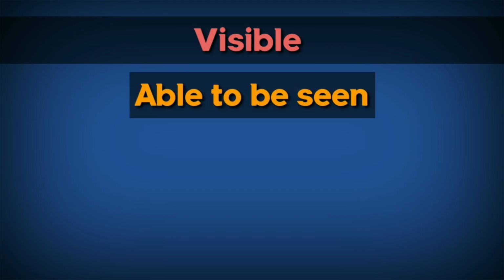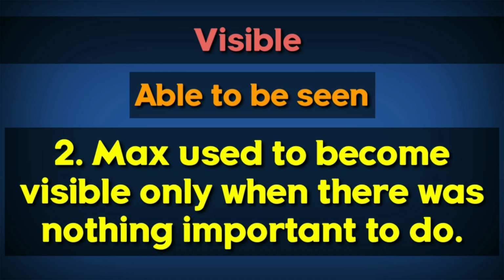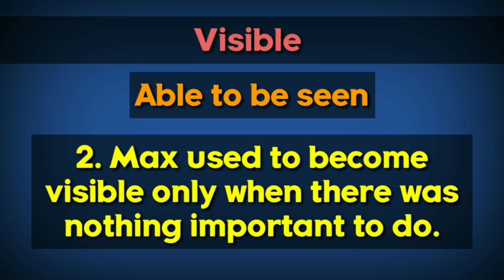Visible. Visible means able to be seen. Burj Khalifa in Dubai is visible from many kilometers of distance. Max used to become visible only when there was nothing important to do.